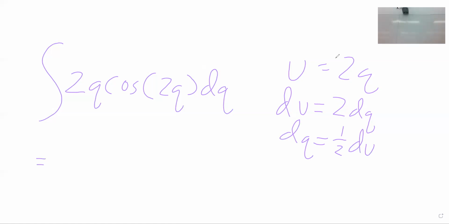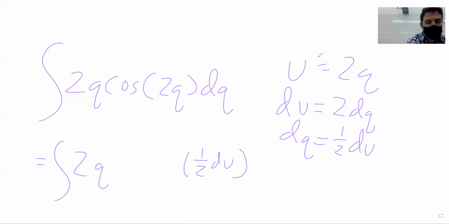And then after substituting, what's going to happen? The dq gets replaced with 1/2 du. All right. So we'll have integral 2q times 1/2 du. And then 2q gets replaced with u. What's going to happen next?